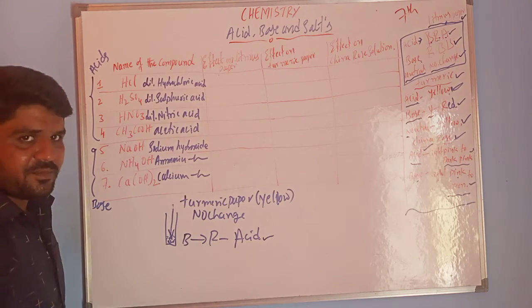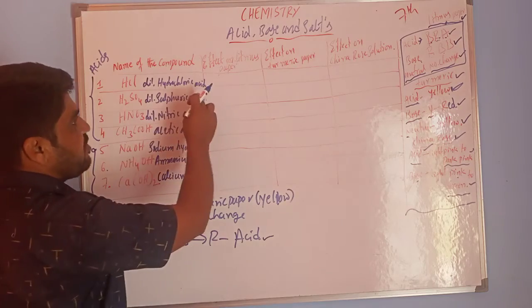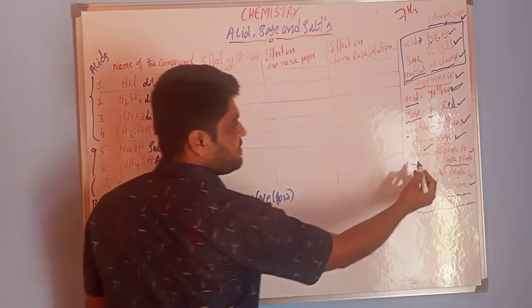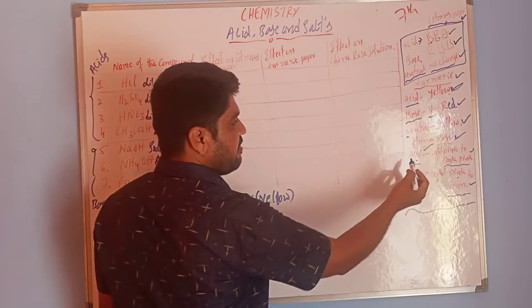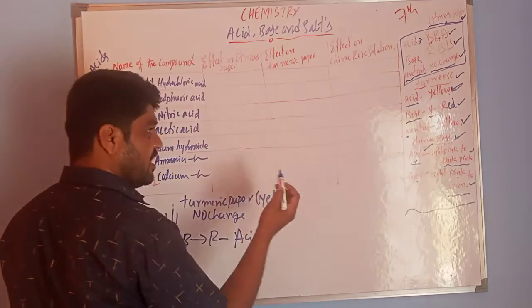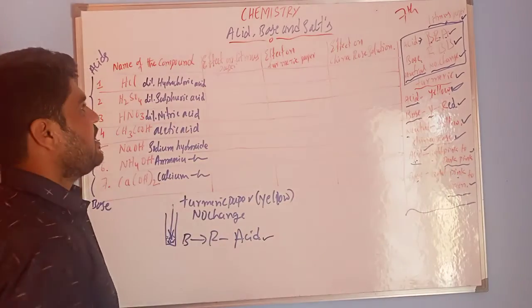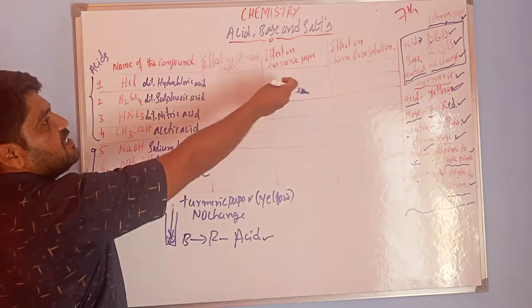You have to remember. In the same solution, hydrochloric acid, if it reacts with China rose solution, what happens when acid reacts with China rose solution? The light pink changes into dark pink. Now write this in the table.